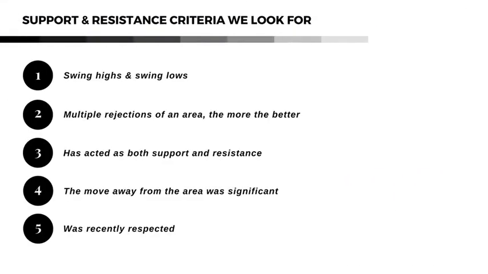So here is the qualification criteria we use for validating support and resistance areas. We look for swing highs and swing lows, meaning the highest and lowest point price has reached in a designated period. Multiple touches and rejections of an area, the more the better. The level has acted as both support and resistance. The move away from the area was drastic and significant. If it was respected recently, meaning it is still an area of interest in a recent time period.